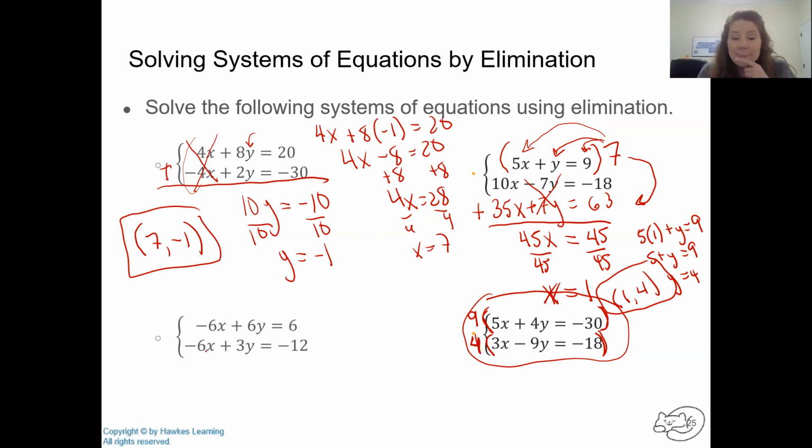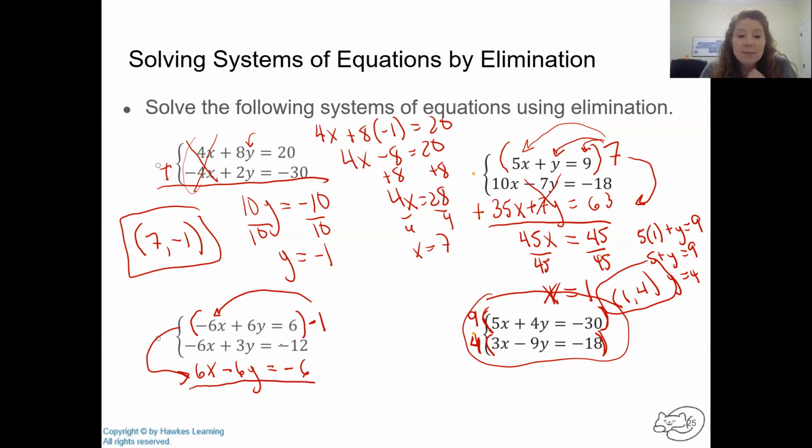They are the same number, but they're also the same sign. So the only way to make one of them a positive 6 is if I multiply the whole equation by negative 1. And I'm multiplying by negative 1 so I can eliminate my x's. So I'm going to bring this down here. Negative 6 times negative 1 is positive 6x. Negative 1 times 6y is negative 6y. And then negative 1 times 6 is negative 6.